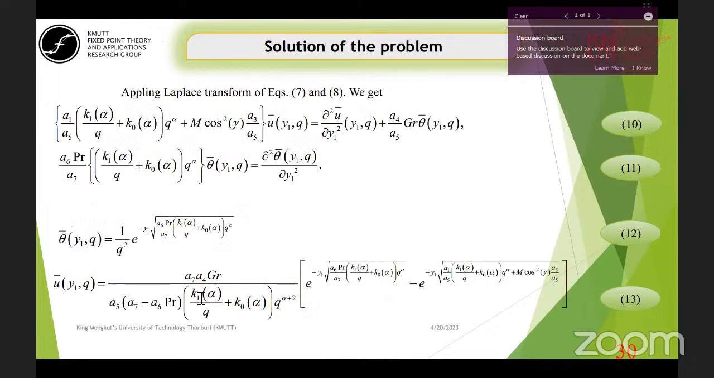Applying the Laplace transform to equations 7 and 8, we get equations number 10 and 11. After some calculation, we have the final solution in the form of equations 12 and 13. After that, we need to apply the inverse Laplace transform. But due to complexity, we cannot apply the exact inverse Laplace transform. So for this purpose, I used the numerical inversion of the Laplace transform.